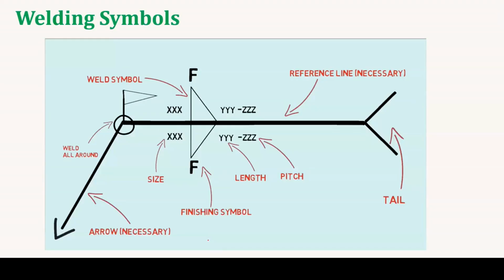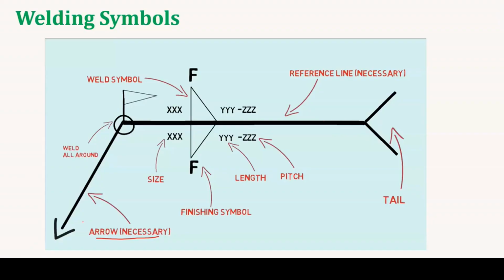So always it will have one horizontal line. This is generally called a reference line. All welding symbols will have this reference line. And the next one is the arrow line. So this will be like this, and this is also a necessary line. And the next is the tail. In this tail, they will have some additional information, like what type of welding you are going to use, arc welding or something else.